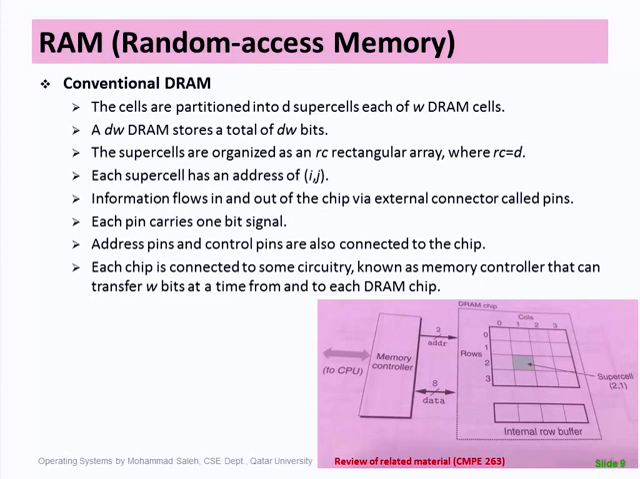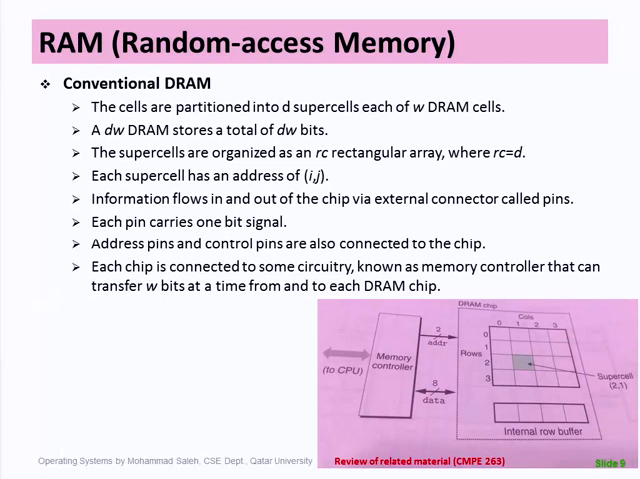One bit. So W, how many DRAMs in one supercell? That will make, most likely, the word, right? The number of bits that can be saved in a supercell. Okay, so I have a number of supercells. Each consists of number of cells, okay? And then these supercells, they are organized in a rectangular form.